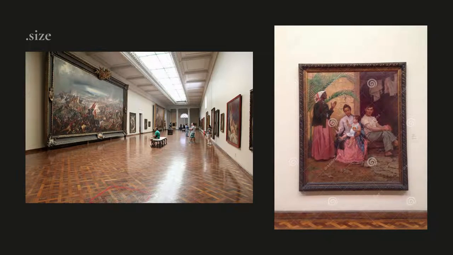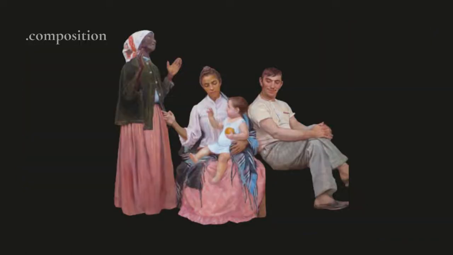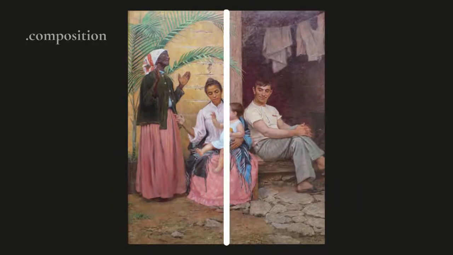Size. It is 199 centimeters by 166. It's a medium-sized canvas compared to other pieces in the museum. Composition. It features four people on the canvas. There's an old black woman on the left side, a young black woman in the middle with a baby, and a white man on the right side. The child creates an asymmetry between the black woman and the white man.